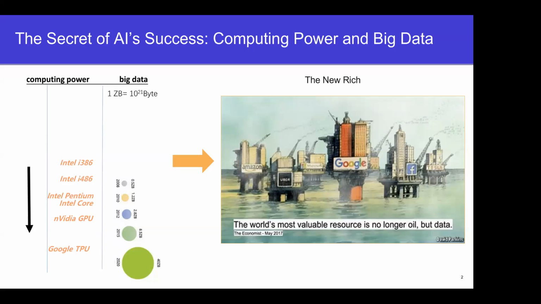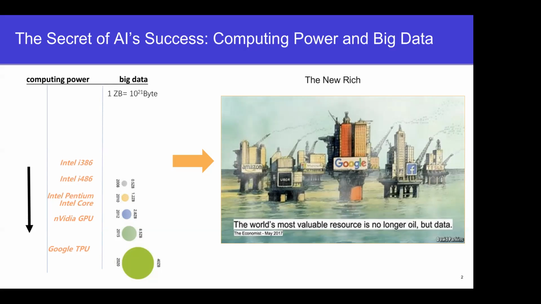The computing power can be relatively easy to achieve because you can pay some money and buy good AI chips like GPU or TPU, or you can rent some in the cloud. But the other element, big data, is hard to get. Nowadays, many people think the most valuable resource is no longer oil, but data. Big companies like Google, Facebook, and Microsoft have a large amount of data that can be used for training a good model and creating many useful or interesting AI applications.